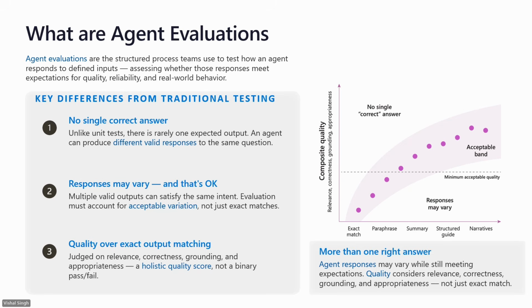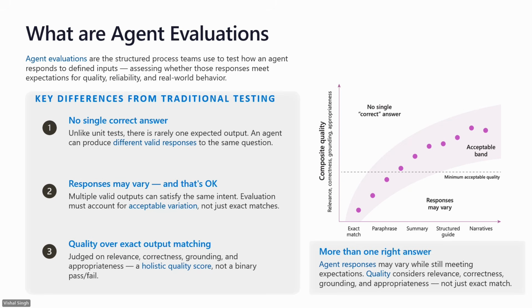First one is no single correct answer. In a unit test, it is a binary thing: 2 plus 2 always equals 4 every time. So we have a deterministic behavior. But with an agent, if I ask it to summarize a customer case 5 times, you will probably get 5 different summaries. All of them could be correct. And that breaks the entire assumption behind traditional test automation.